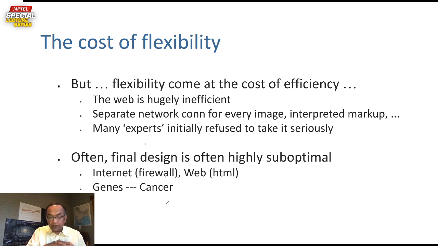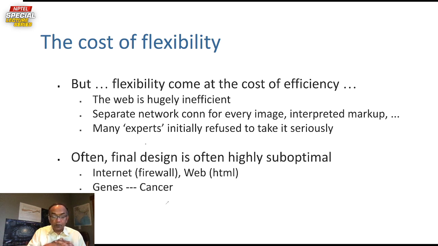There is a cost to flexibility. The web is hugely inefficient. We open up separate network calls for every image. The code is largely interpreted, it's not compiled. And often the final design is highly suboptimal.